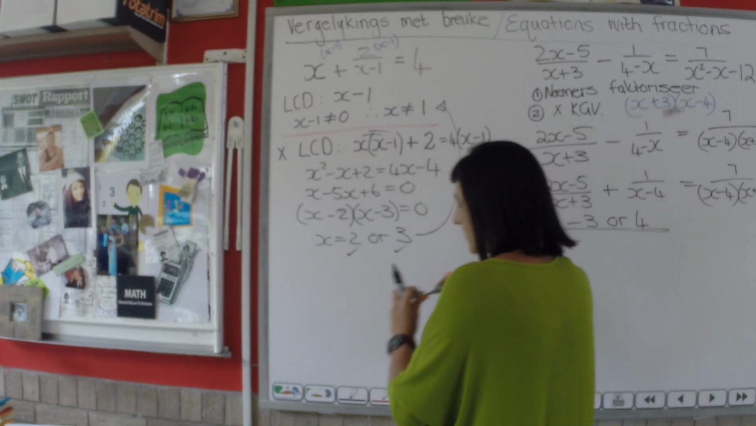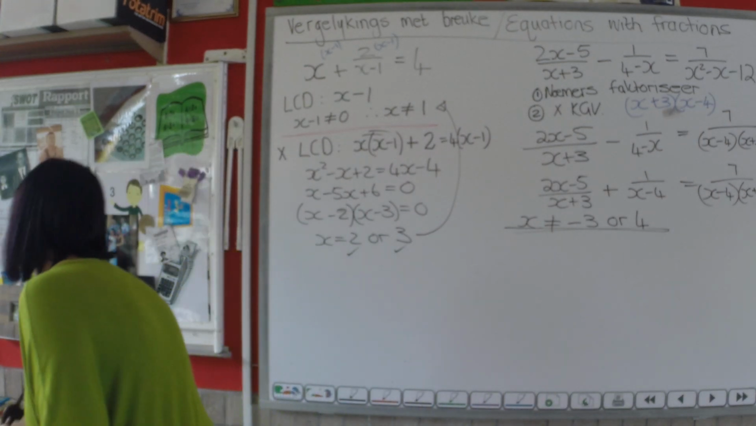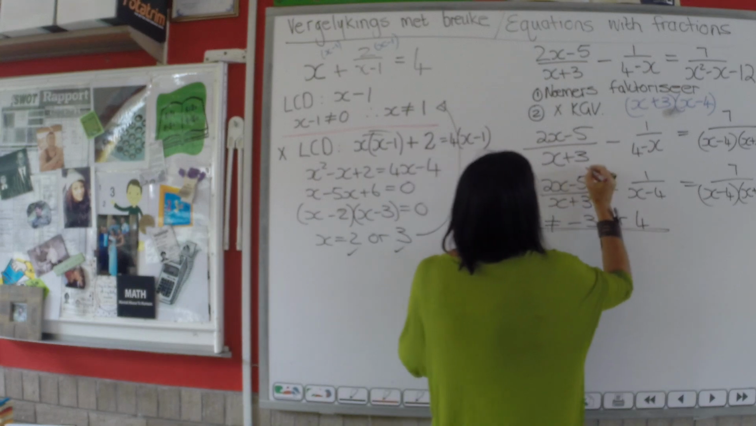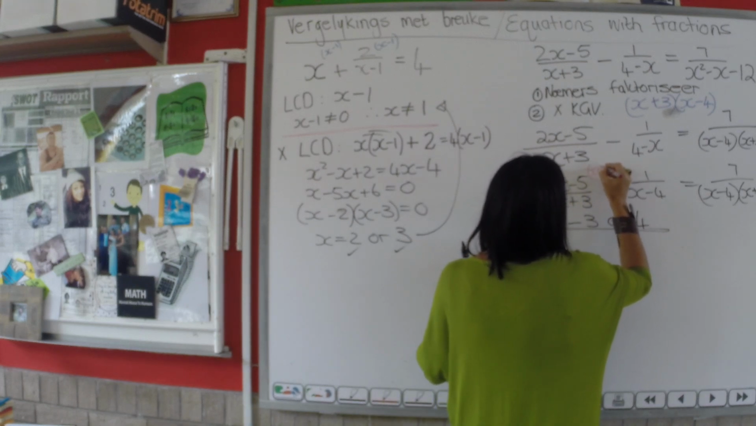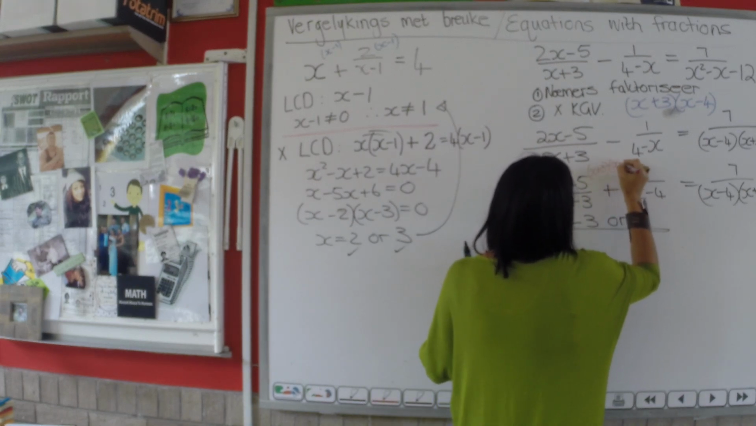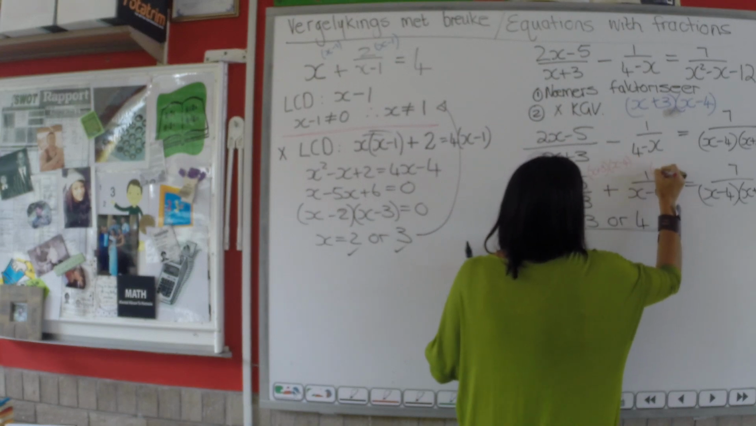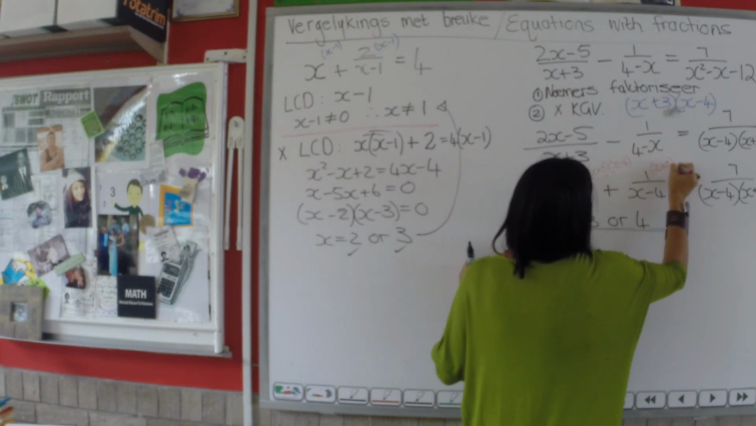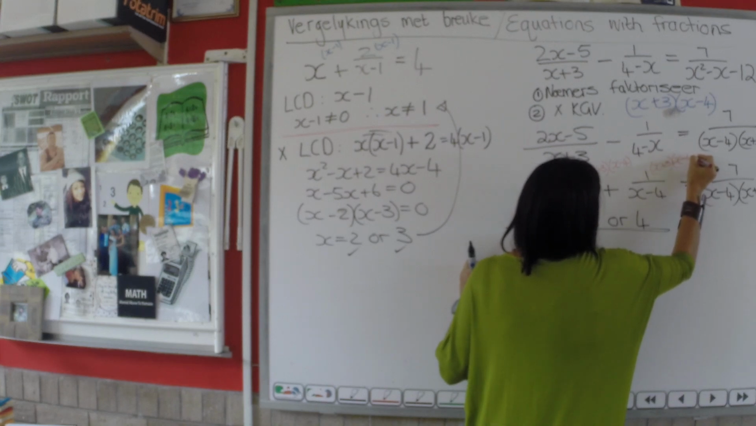So let's multiply with that right through. So if you multiply with that x plus 3, x minus 4. X plus 3, x minus 4.